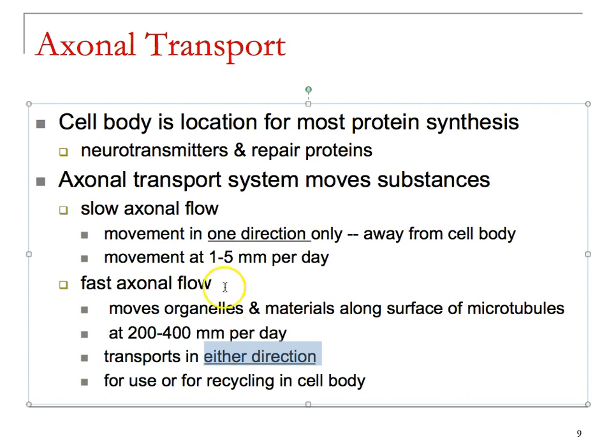Underneath here. And it's for the movement of materials. And I tend to think about it for use of NT movement. And for recycling inside the cell body. Okay? And NT, of course, means neurotransmitters. So we're going to make and break neurotransmitters apart.